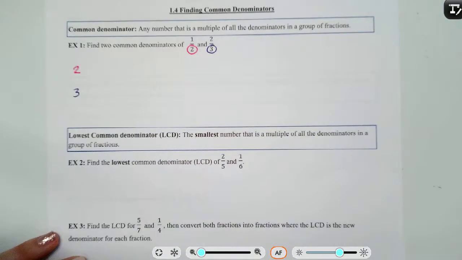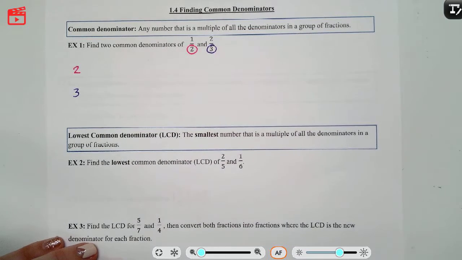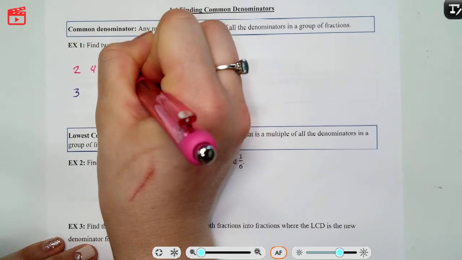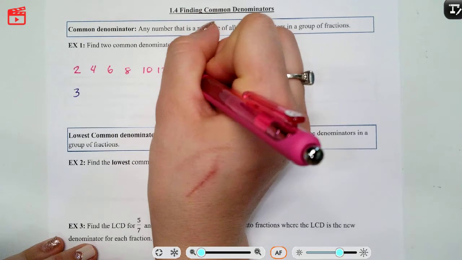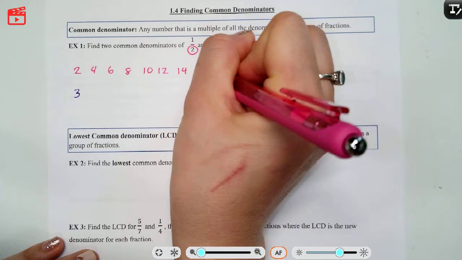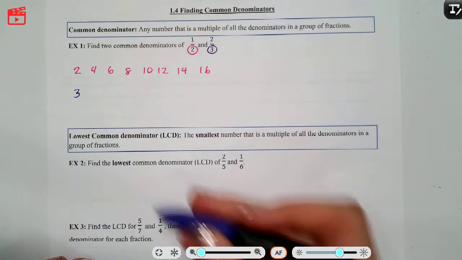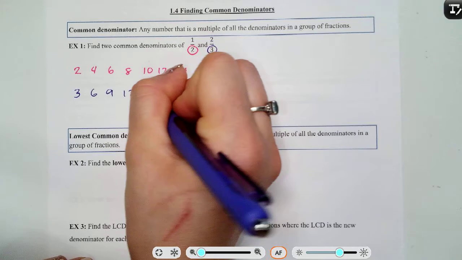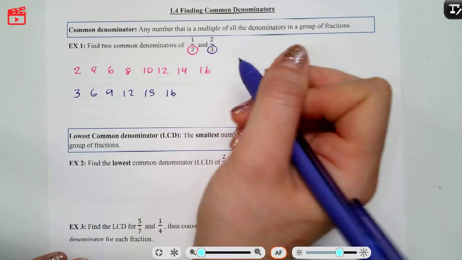And I'm going to write out the multiples of them, okay? So multiples. So let's see, 2 times 2 is 4. So 2, 4, 6, 8, 10, 12, what is next? 14, 16. Let's just stop there for now. And 3, multiples of 3. 3, 6, 9, 12, 15. What else is that? 18, right? And we'll just stop there for now.